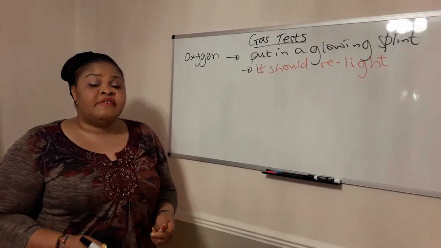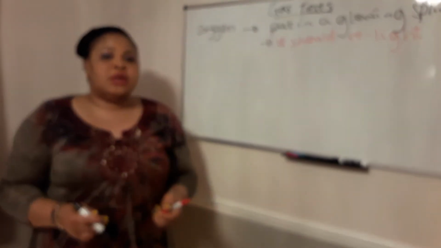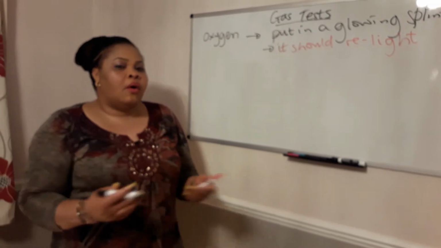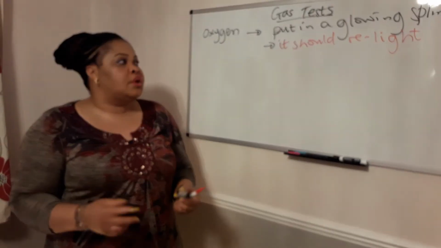Remember, oxygen is needed for burning. Oxygen is what we need during respiration, that we take in to break down glucose to release energy. So oxygen is needed for burning, or for rusting, or for combustion. These are all processes of oxidation. So that is the test for oxygen.